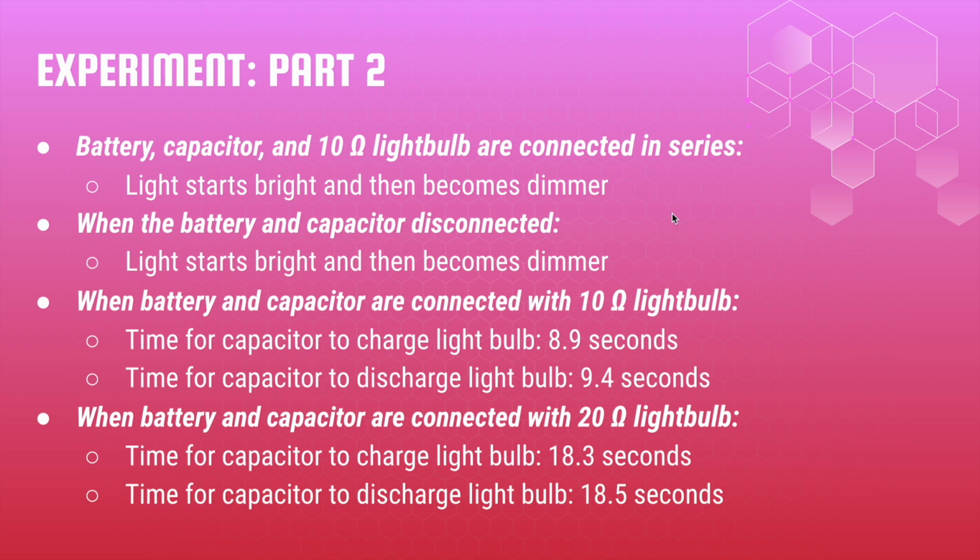When the battery and capacitor were connected with a 10 ohm light bulb, the time for the capacitor to charge the light bulb was 8.9 seconds, and for it to discharge the light bulb, it was 9.4 seconds. When the battery and capacitor were connected with a 20 ohm light bulb, the time for the capacitor to charge the light bulb was around 18.3 seconds, and for discharge, it was 18.5 seconds.